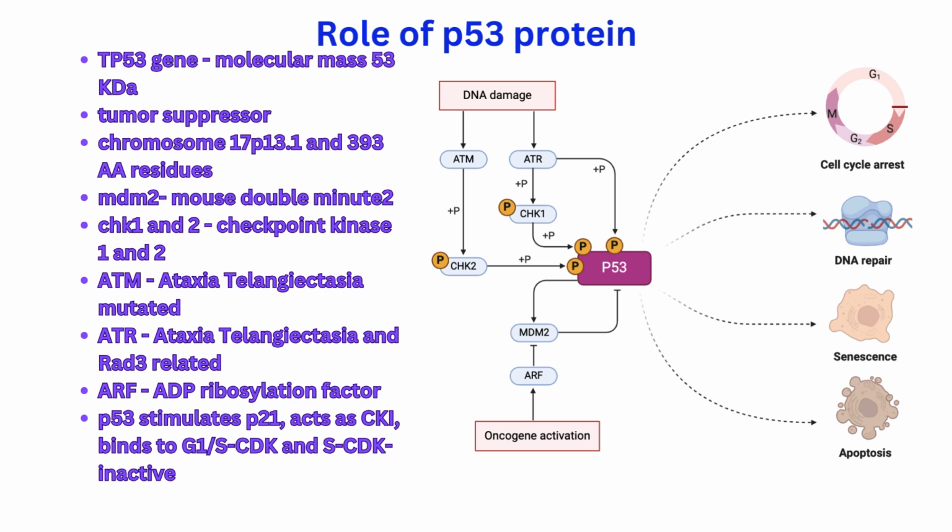In response to double-stranded DNA breaks, protein kinase ATM is activated, which in turn activates CHK2. It alters the MDM2 binding domain of P53. Hence P53 initiates transcription of P21, which acts as CKI, binds to G1/S CDK and S CDK to inactivate them. Another pathway is through ATR. Hence, cell cycle will be arrested to allow either repair and survival or apoptosis to discard damaged cells.